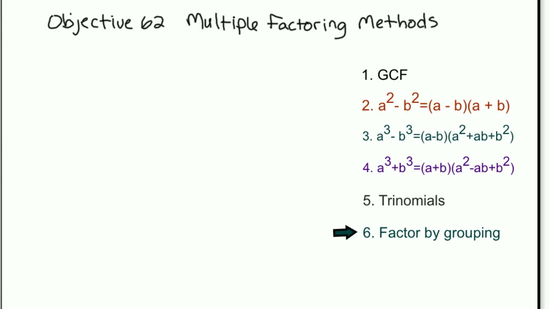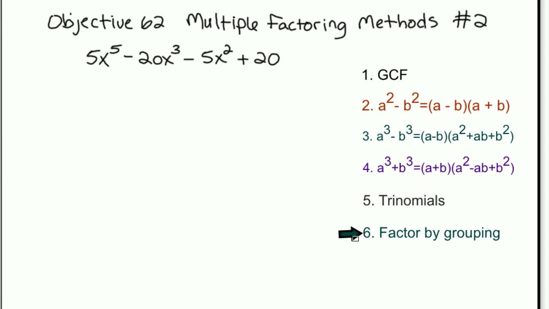This is the second example on multiple factoring methods. This time we're going to start with something that has 4 terms in it. So based on prior experience, we think that we maybe should jump to this factor by grouping thing first. However, you always want to start at the top of the list and work your way down. So we're going to start with the greatest common factor, and this has a greatest common factor of 5.